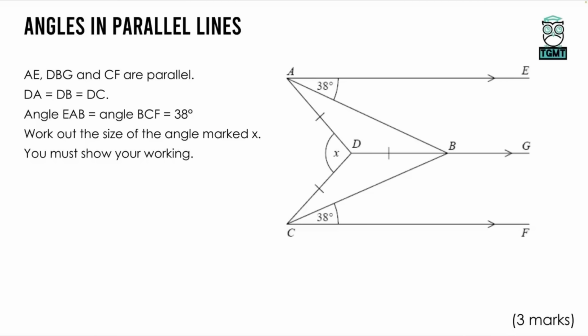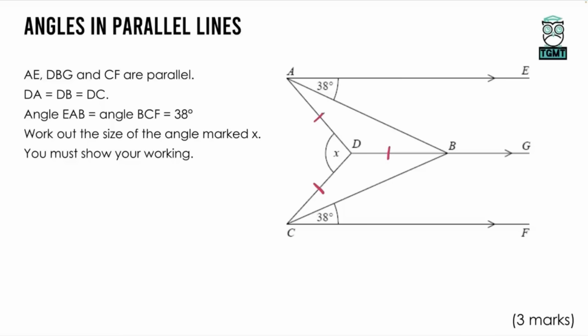Okay, so in this question we're looking at angles in parallel lines. Now it says here that A to E, DBG and CF are parallel. D to A, D to B and D to C are all the same length, and we are shown that anyway because it gives us these additional lines on these triangles here, which straight away is telling us that they are isosceles triangles. It says that EAB is equal to BCF, which is also equal to 38. Work out the size of angle X, and you must show your working.